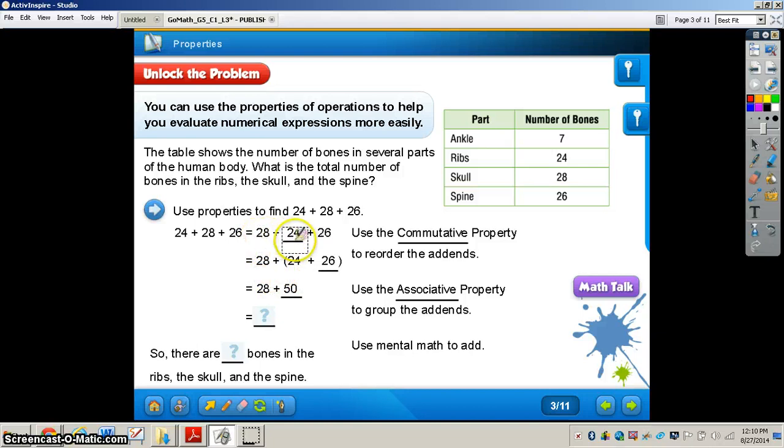Now, 28 and 24 I have to carry, but 24 and 26, pretty easy. So with the associative property, I can group those numbers together and add them together. 50 plus 28 is going to give me 78. So based upon that, I know that there are 78 bones in the ribs, the skull, and the spine.